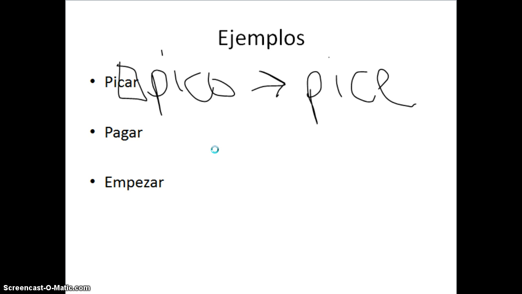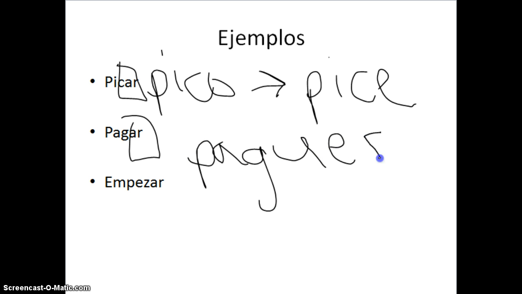Alright. Then we have pagar. We know it's pago. And then because it's an AR verb, we know it needs to be es, but instead of pages, we want it to be pagues. So we have to add the u, alright? So we say pagues, and we add the no: no pagues. But if we didn't have this, it'd be pages, alright?